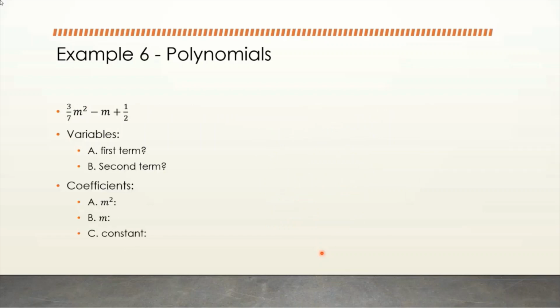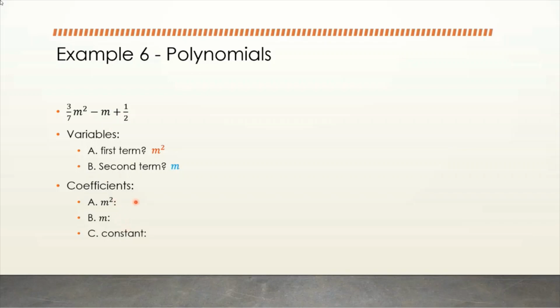Now let's go over some definitions when it comes to polynomials. If it asks for variables, it's asking for the variable portion. Like, what's the first term, what's the second term? First term, whatever appears first. So that would be m squared. Variable portion of the second term would just be m.